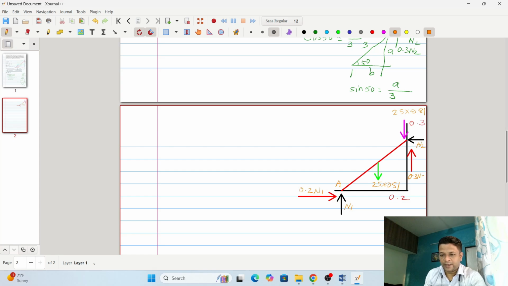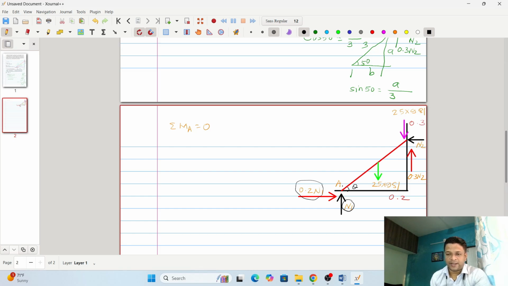Now the values of N1 and N2 are already calculated. They won't change. If you want, you can check those values. Here we'll take the last condition of equilibrium, that is the summation of moments at A is equal to 0. We'll use it and try to find the answer. Starting with A, these two become 0, right? As they are passing through point A. Next one is 25 into 9.81. This angle is theta.